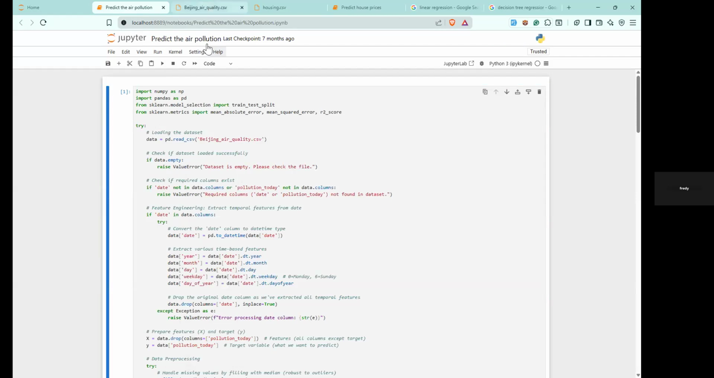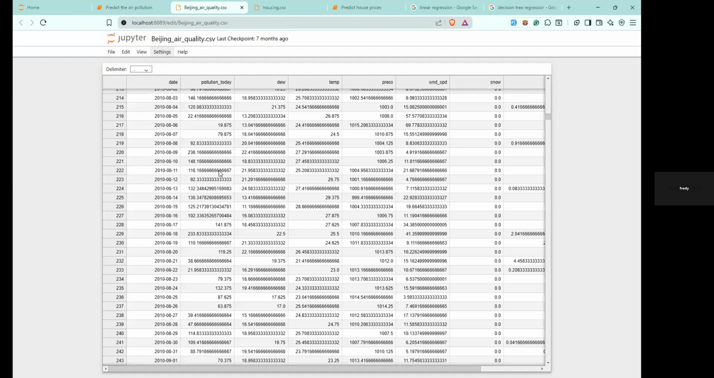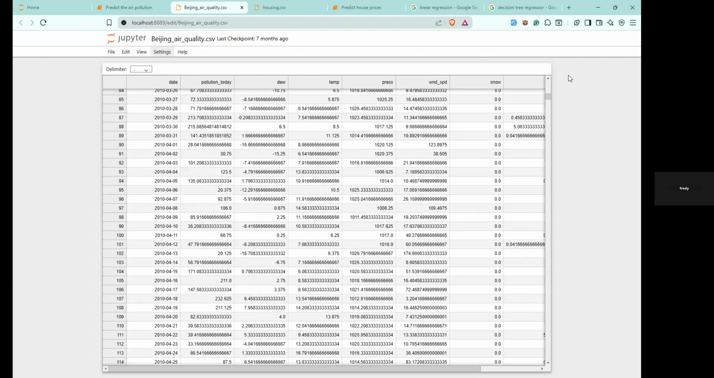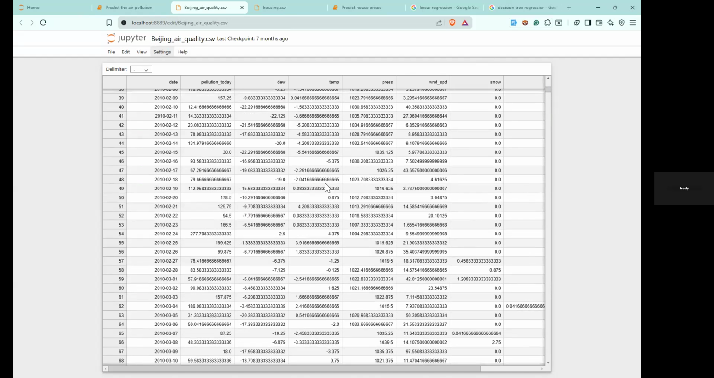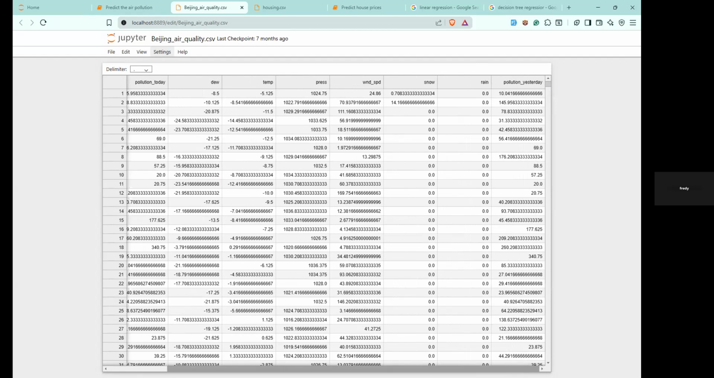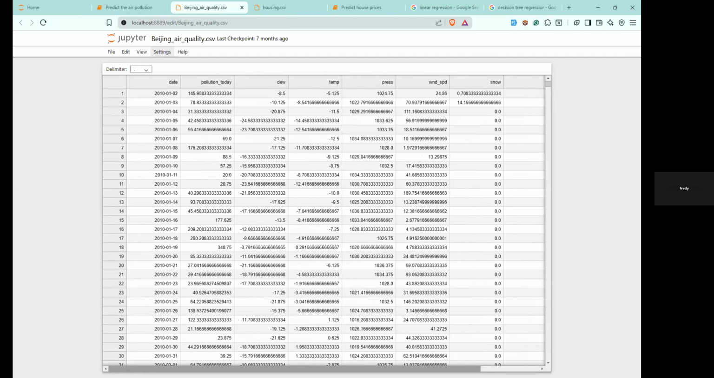In this second demo, we'll be using a dataset called Beijing air pollution. This is an old dataset from 2010. Basically here we'll have a date, pollution today, dew, temperature, pressure, wind, snow, rain, and pollution yesterday. What we are trying to do here is predict pollution today. That's our target.